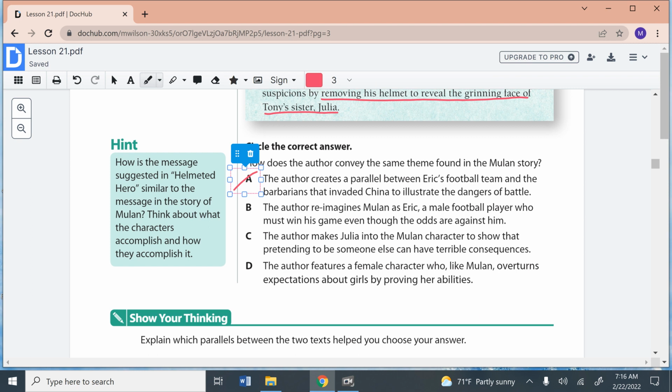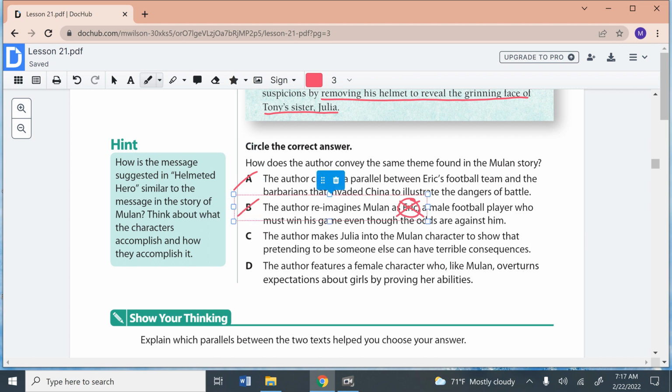B says the author reimagines Mulan as Eric, a male football player who must win his game even though the odds are against him. Now, the author does reimagine Mulan, but not as Eric. It's more as Julia. So since that's not correct, I know that B is not going to be the best choice.